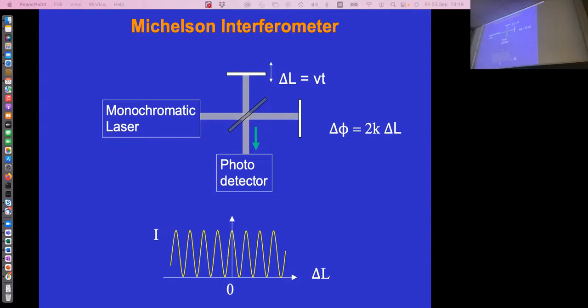So k is 2 times pi divided by the wavelength. And so the phase difference is given by 2 times k times delta L. Why do I have a 2 here? That is because the path length is traveled twice. So that gives me my 2 for the path length. So delta phi, I can write it out, is 2 times 2 pi divided by the wavelength times delta L.